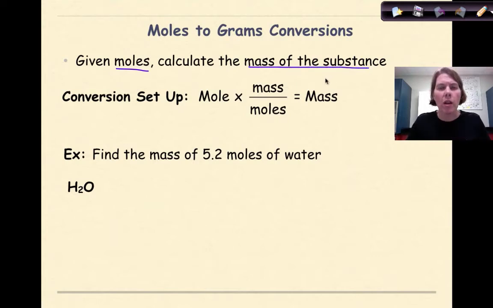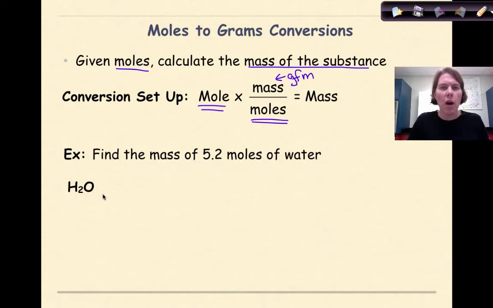So, find grams. The conversion setup here is you have a given number of moles. 1 mole will go on the bottom. The gram formula mass, GFM, will go on top, or the atomic mass if you're just dealing with one element. And you will end with mass. Let's look at our first example here. Find the mass of 5.2 moles of water.